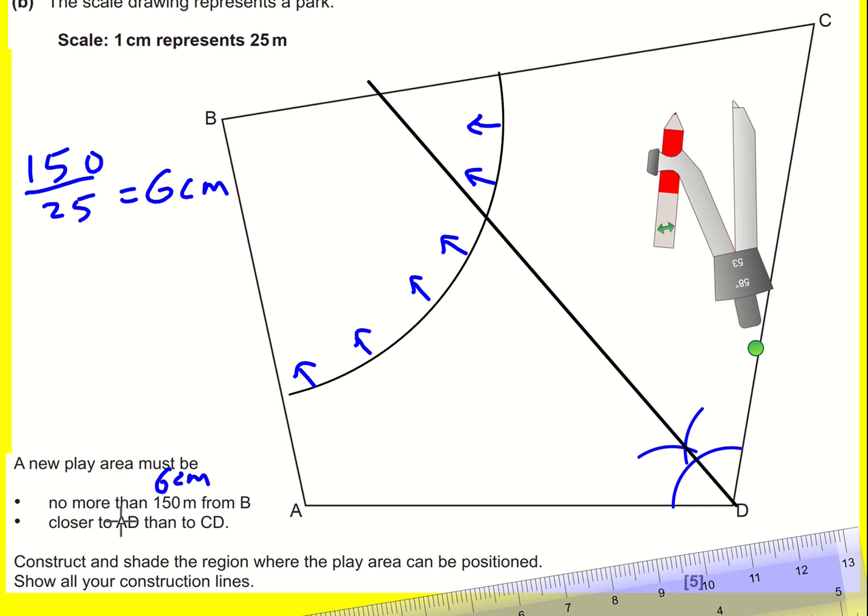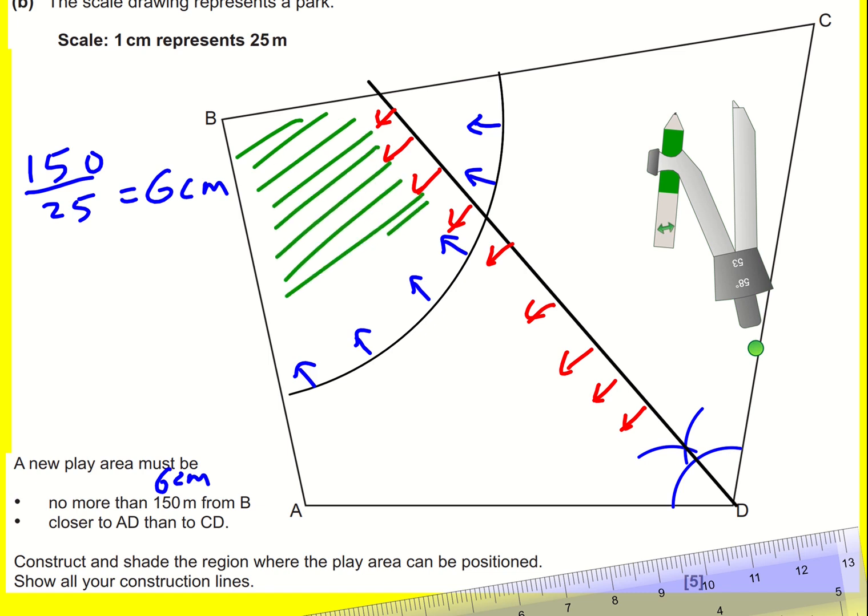So where is it closer to AD? Well, it's going to be everything to the left of the line. And the important bit is over here, where we already have a bit of a region. So the play area, obviously it must be within the park, and then it's got to be within 150 meters from B. It's got to be closer to AD than to CD, so it's going to be this. I've shown all my construction lines. It's going to be this shaded area here.